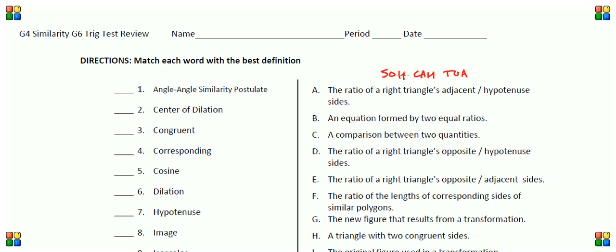And remember what these stand for. Sine is equal to opposite over hypotenuse. Cosine is equal to adjacent over hypotenuse. And tangent is equal to opposite over adjacent. So in this case, we're dealing with a right triangle. A ratio of a right triangle, which basically tells me we're dealing with trig. And then this should tip you off, adjacent over hypotenuse, which is the definition of cosine. So taking a look over here on our left side, here's the word cosine. The answer for cosine is A.